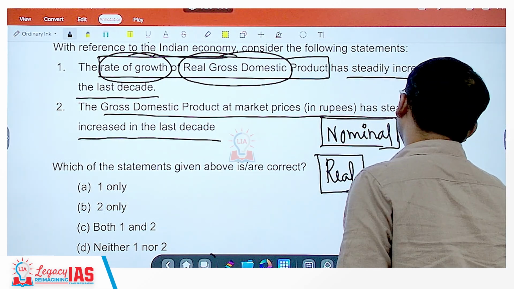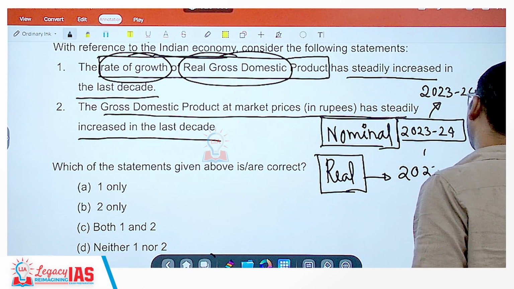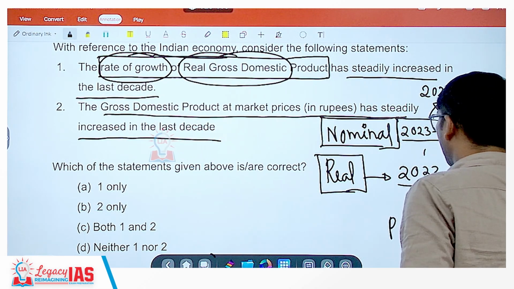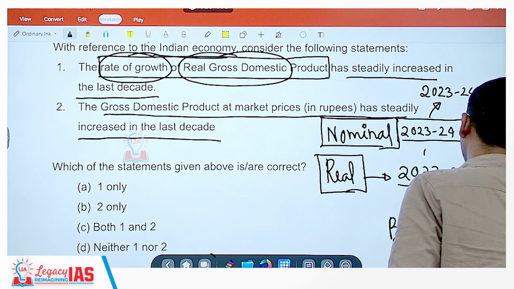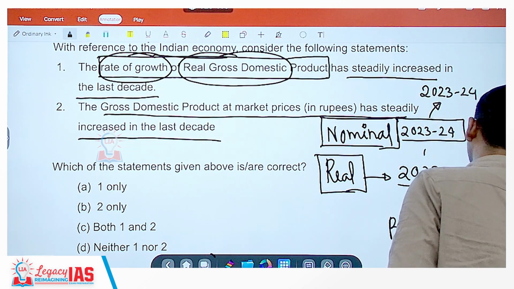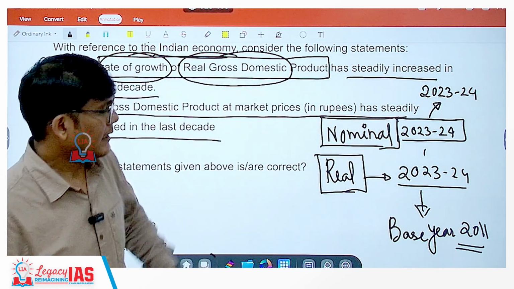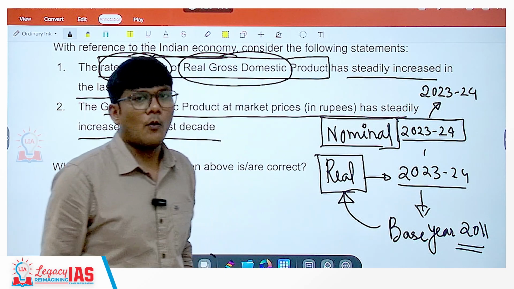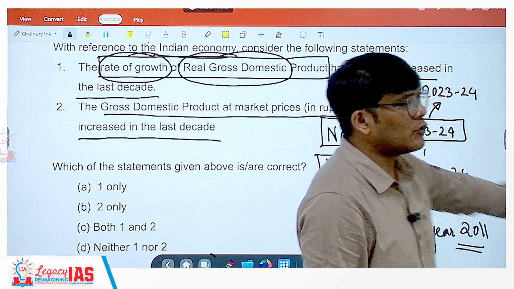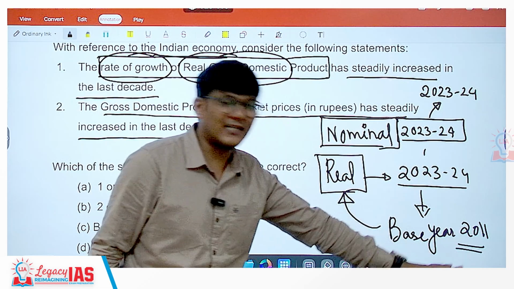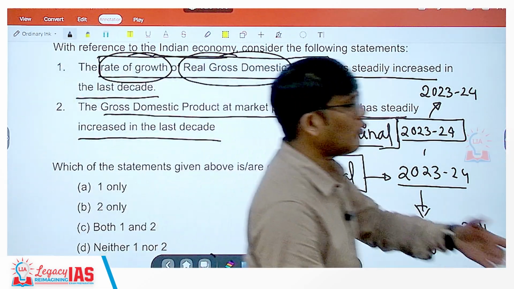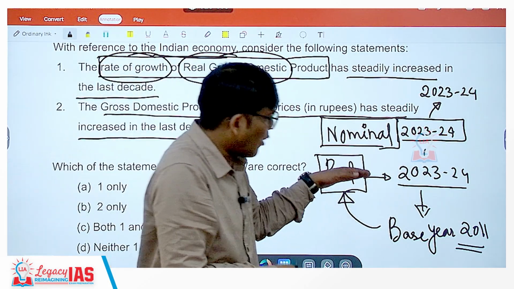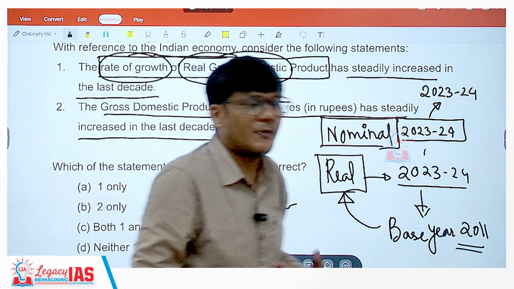If you are calculating, let's say, a GDP for 2023-24 at some base year, let's say that base year is 2011, now this GDP is your real GDP, right? Why? Because whatever you have produced, you are calculating based on this base year. So you are not taking into account the increase that has happened due to inflation. So the inflation amount is reduced. That is why it is showing the real GDP, the real production.